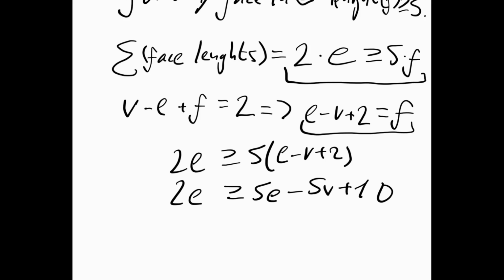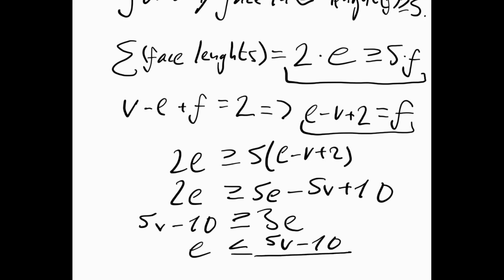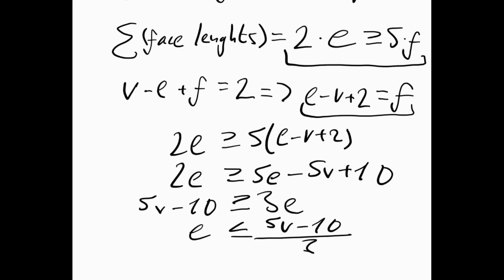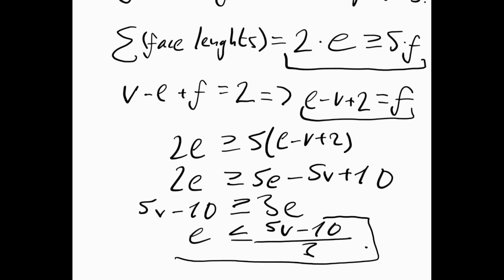And now we can directly find the estimation relationship between number of edges and number of vertices. So let's take the number of edges here and put the vertices and numbers on the left side. And so that tells us that the number of edges should be always smaller or equal than 5 times the number of vertices minus 10 over 3. And this is an estimation we can get from the information before.